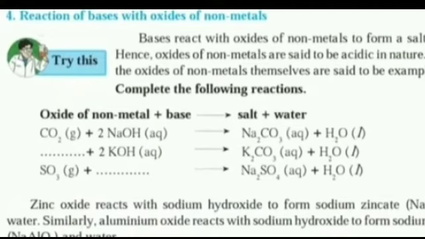CO2 plus twice NaOH. Now here CO2 is the oxide, NaOH is the base, which forms Na2CO3 plus H2O. In the second one, CO2 plus twice KOH forms K2CO3 plus H2O, salt and water. Now try to complete the third reaction.